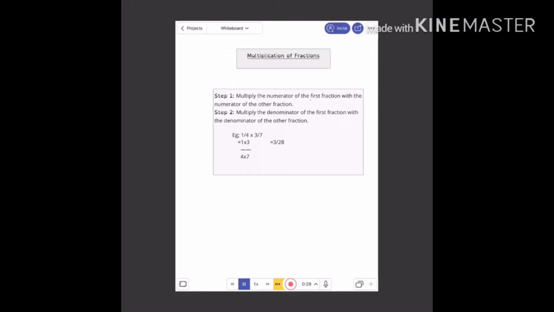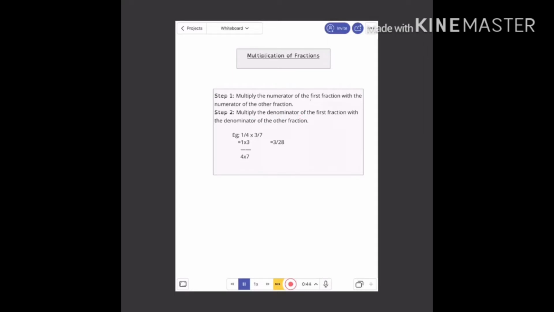Let's get into the topic. The first step in the multiplication of fractions is to multiply the numerator with the numerator. And the second step is to multiply the denominator with the denominator.